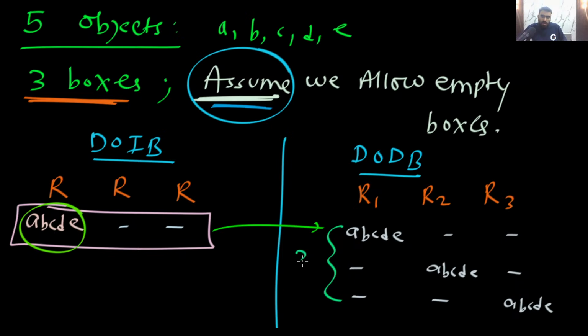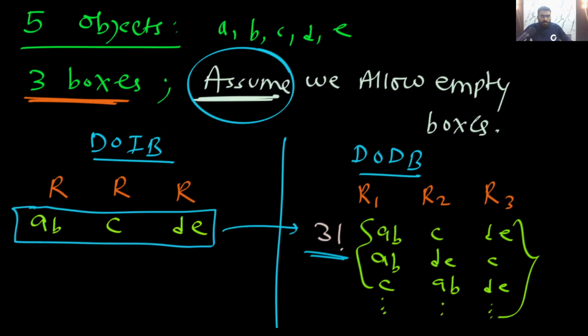Yes or no? I don't have 6. I only have 3. But here you have 6. Yes or no? Is this clear?